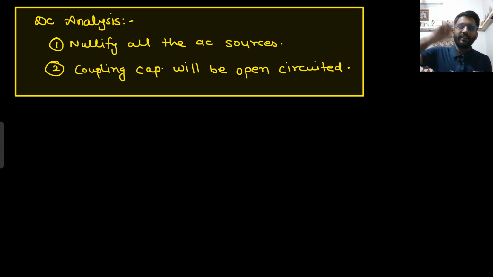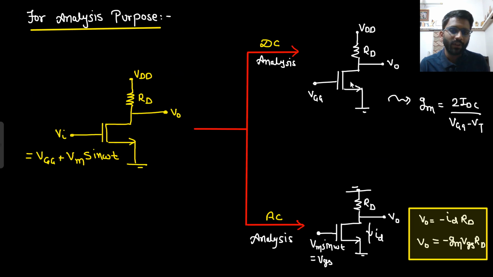Well and good. And while doing the DC analysis, what will you do? You will nullify all the AC sources. When we do the DC analysis, we nullify all the AC sources. So the AC voltage source is shorted, that means it is zero, so only VGG is left. And in the AC analysis, the DC voltage source is shorted, that means this VGG is zero, so only the AC source is there. That's it. While doing the DC analysis, the AC voltage source will be shorted. While doing the AC analysis, the DC voltage source will be shorted.